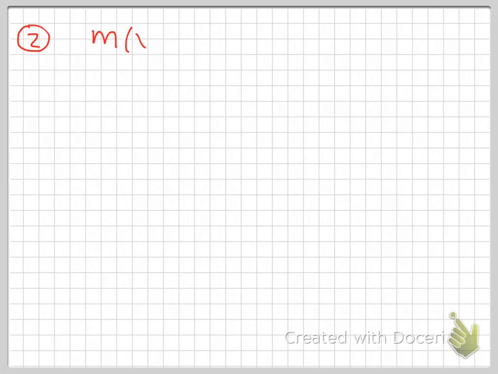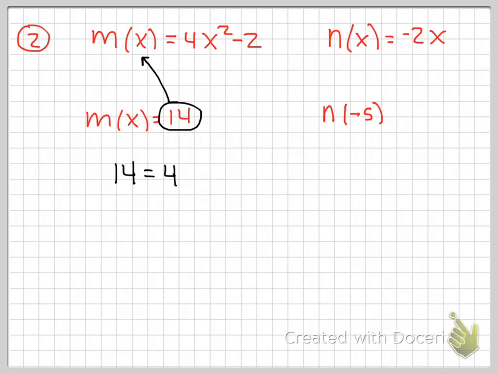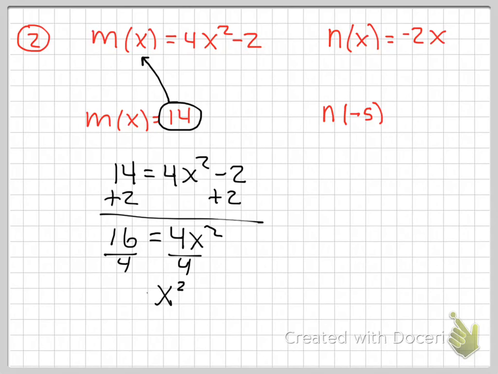Alright, question number 2. These are function problems. So the first one here, it's giving us the output, so we're going to plug in 14 for the m of x. So we're going to have 14 is equal to 4x squared minus 2. Notice I skipped ahead here. I add 2 to both sides, in which case we have 16 equals 4x squared. Divide each side by 4. We're going to have x squared is equal to 4.